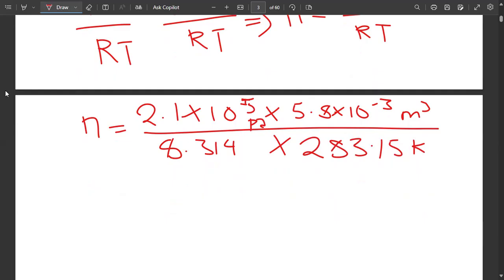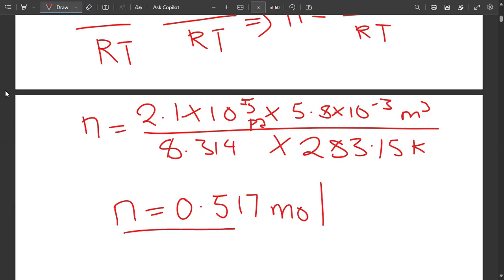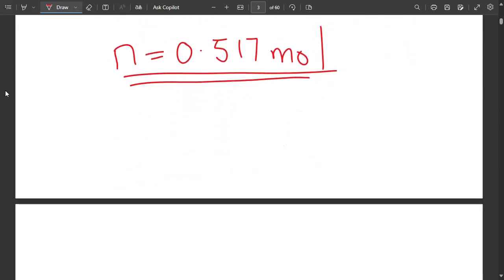Okay, so if I multiply the numerators and divide by the denominators, I'm getting my number of moles equal to 0.517 moles. So I've calculated the number of moles using the ideal gas constant.